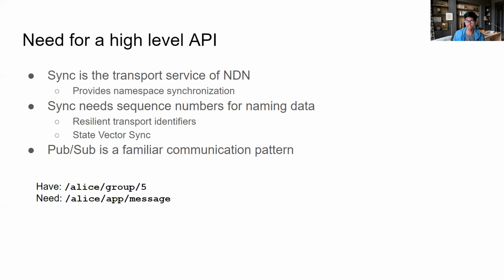Applications, on the other hand, need to be able to name data arbitrarily. Secondly, using sync might not be very straightforward for application developers, who are likely more familiar with communication patterns such as publish subscribe, which we want to provide over NDN as well.